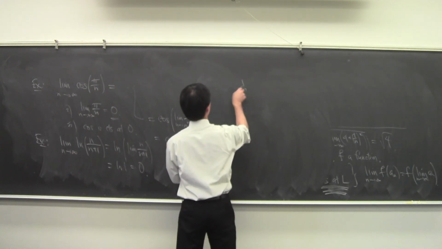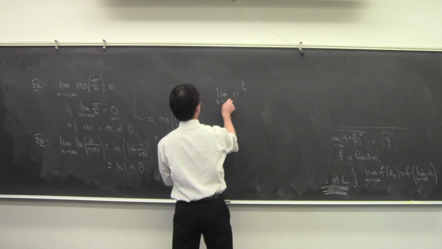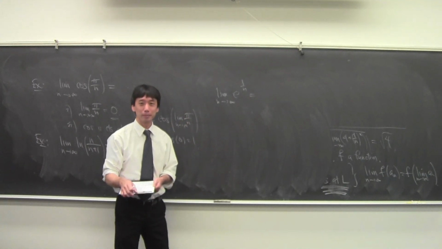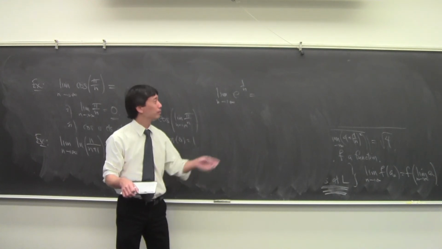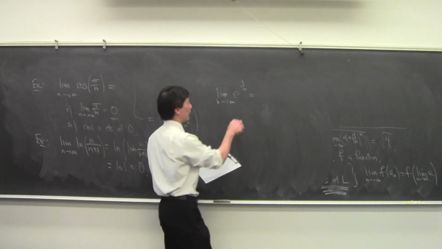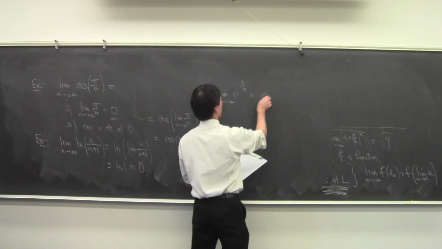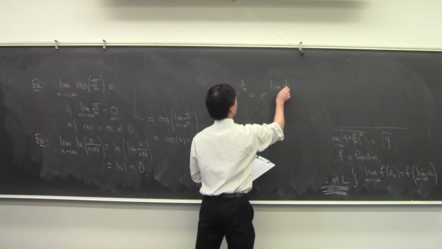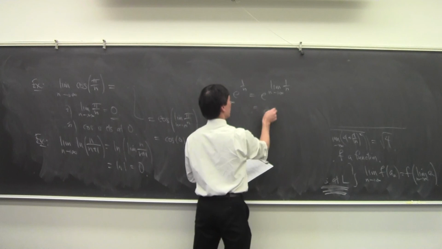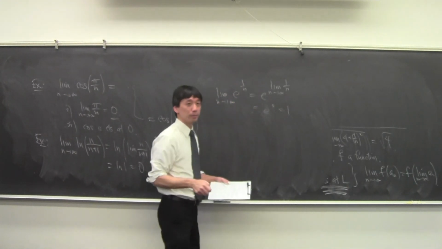What about e to the 1 over n as n goes to infinity? What is that going to be? Somebody just tell me. It'll be 1, right? Because you can pass the limit through the exponential function and get e to the 0, which is 1.